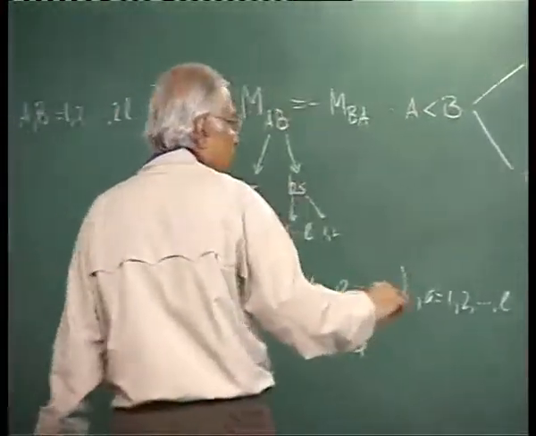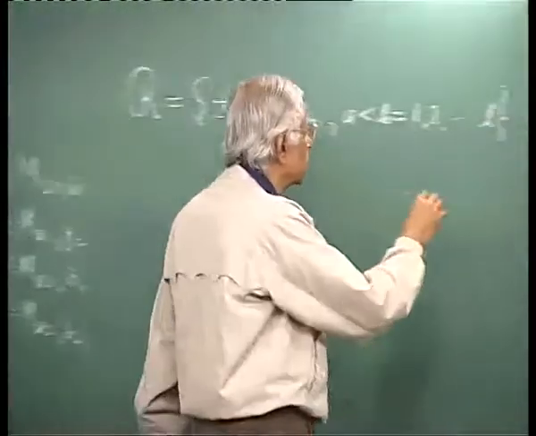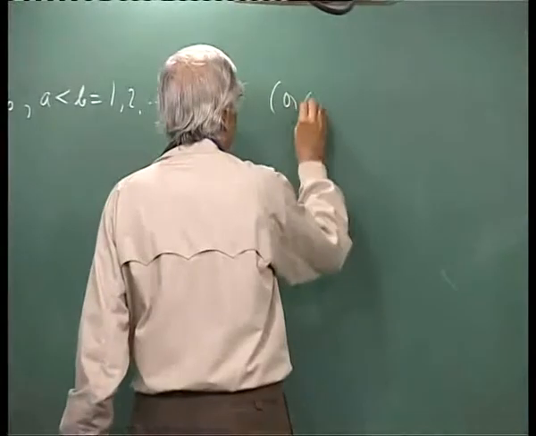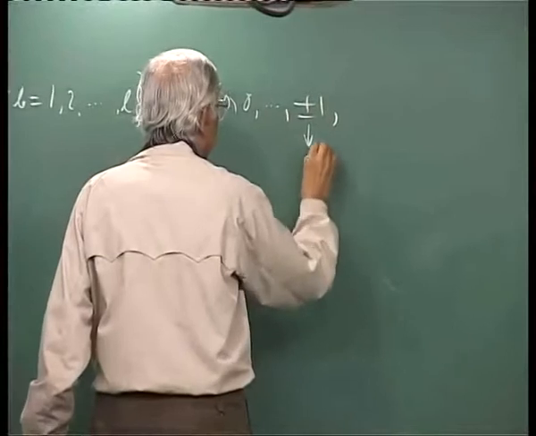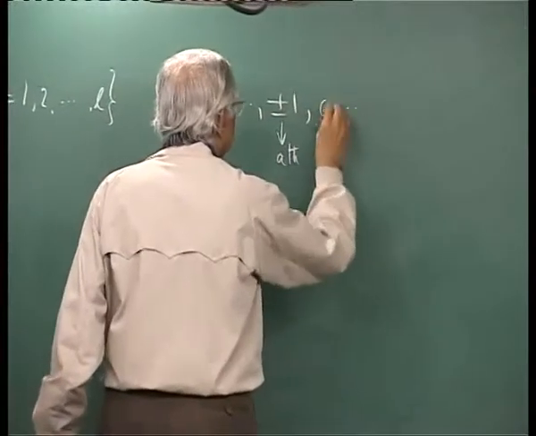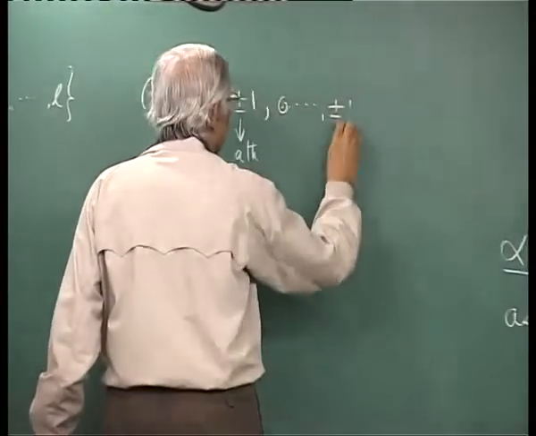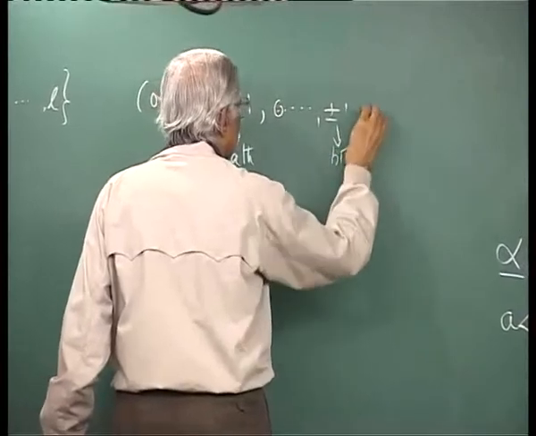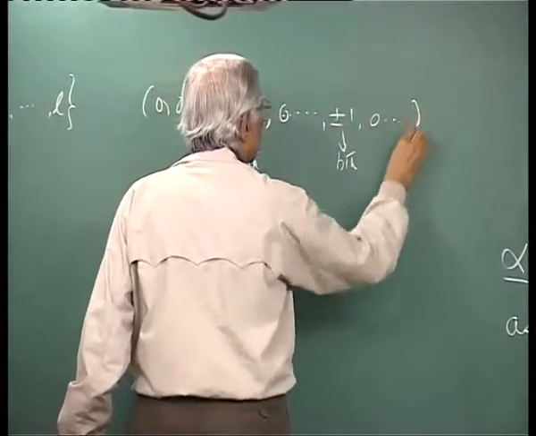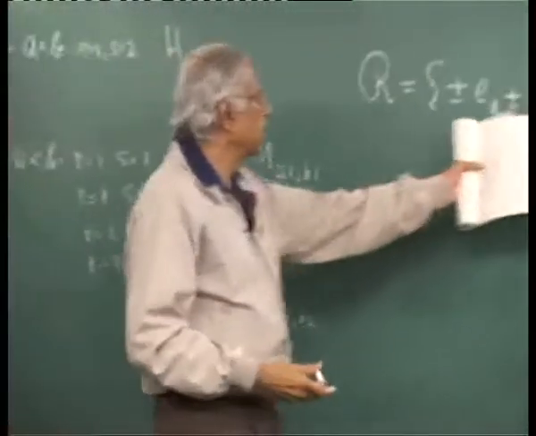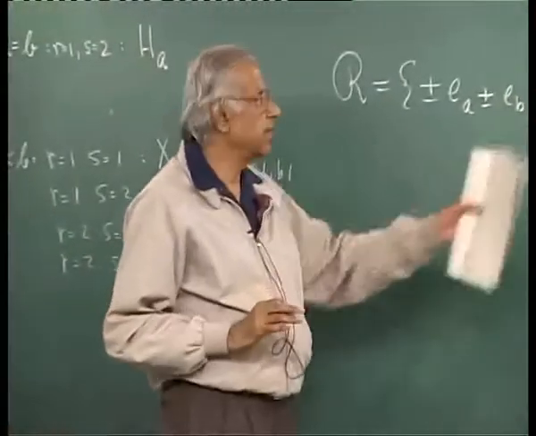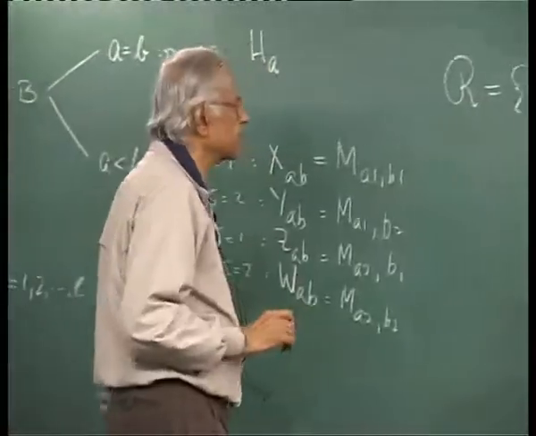If you want, I can put it this way. This root will be 0, 0, plus minus 1 in the Ath position. Then 0, 0, and then plus minus 1 in the Bth position. And then again, 0 all the way up to 0 at the end. And the Ath position is strictly earlier than the Bth position. So these are the non-zero roots.